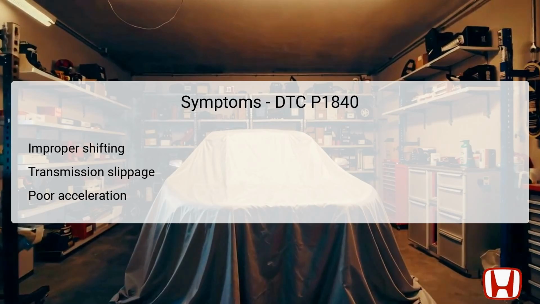Another common symptom is transmission slippage, where the engine revs can increase without a corresponding increase in vehicle speed, indicative of poor engagement within the transmission system. Additionally, drivers may notice poor acceleration performance, which can be attributed to an inability to shift effectively due to the TCM receiving incorrect data from the speed sensor. If you observe these symptoms, it's crucial to explore the underlying issues suggested by the DTC.